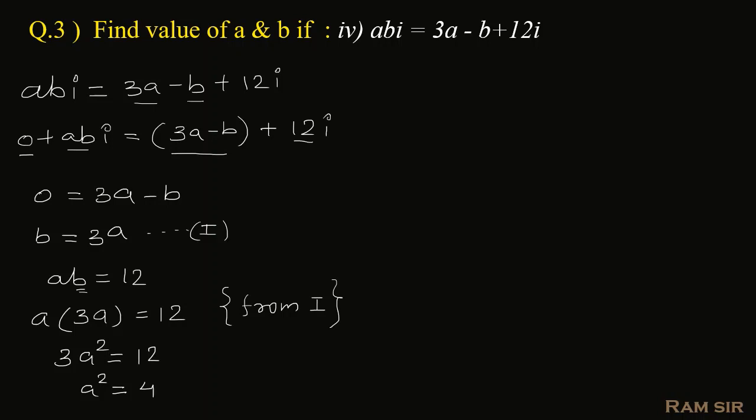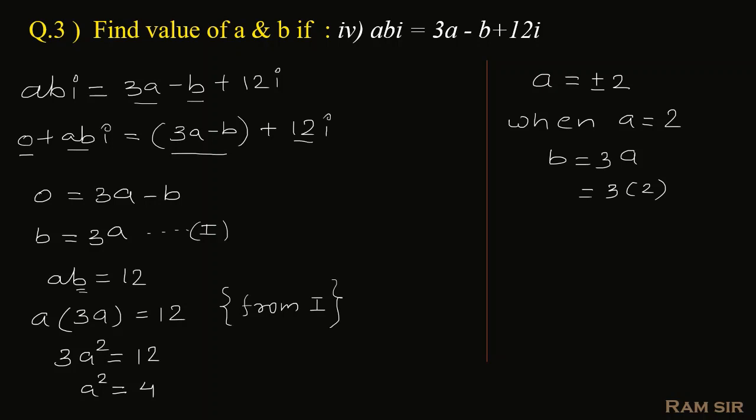So after getting the value of a square equal to 4, we can find the value of a by taking square root on both sides. So when we take square root on both sides, we get a is equal to plus minus 2. Be careful here, don't write only 2, because whenever we are taking square root, there are two possible values, plus as well as minus. Now one by one we'll substitute. When a is equal to 2, substitute in equation number 1. So we get b is equal to 3 into a, where the value of a is 2.